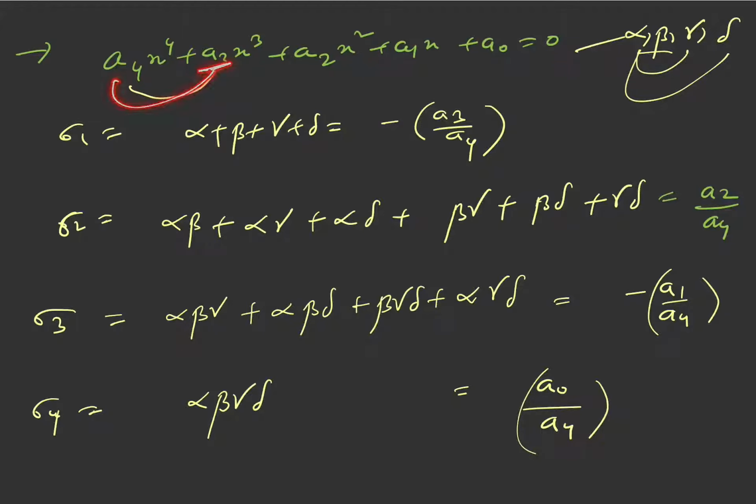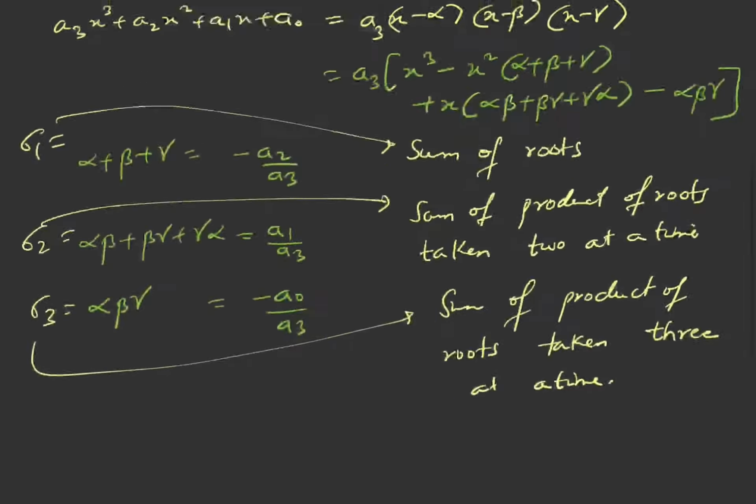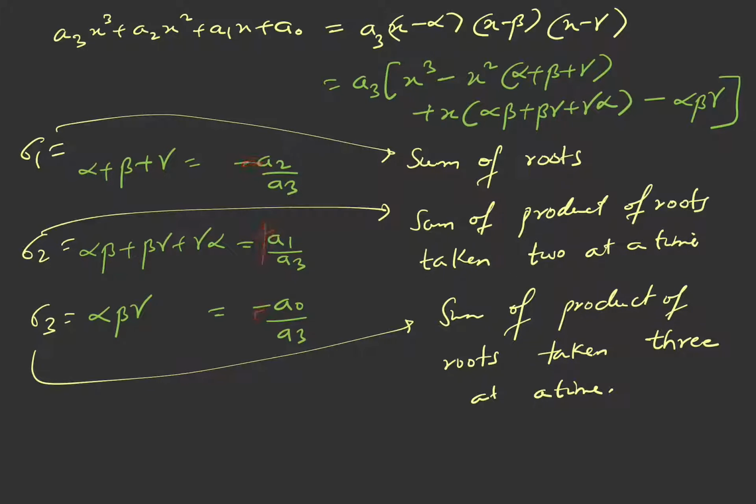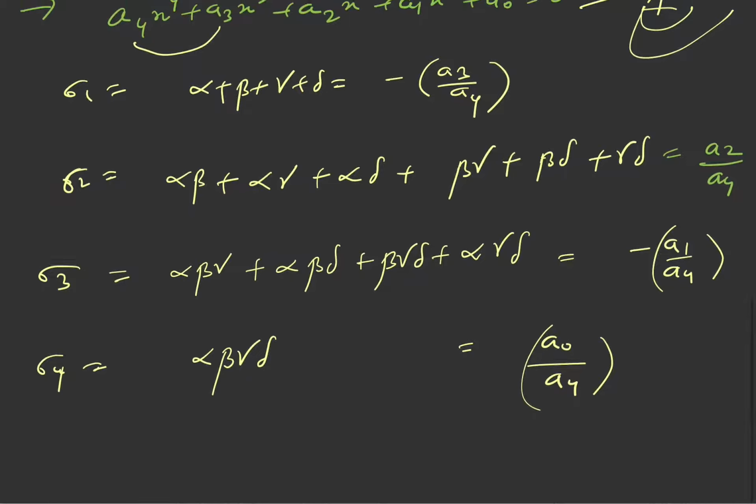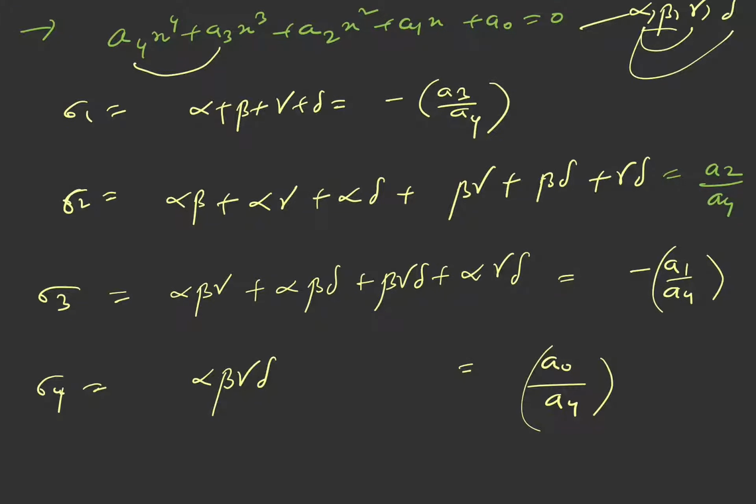So the pattern you can see, a3 by a4, a2 by a4, and then you have a1 by a4, then you have a0 by a4. But the signs start with minus and they change alternately, right? Here you have minus, plus, minus and plus. Fine. So here also you can see minus, plus and minus. So these are called the Vieta's relations. This is nothing but the relation between the roots of a polynomial equation and the coefficients of the polynomial equation. Fine. So now let us just generalize this for any nth degree.